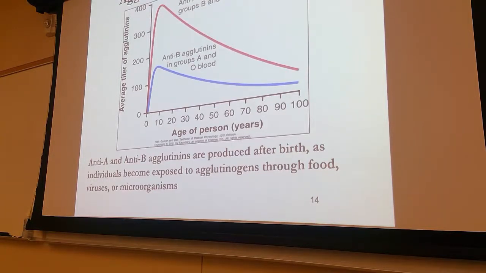So, answer for me, should you make antibodies against self? No. Do you have your self-antigens when you're developing in utero? Yeah, you're becoming a self. So here's what your immune system does. It's actually quite clever.